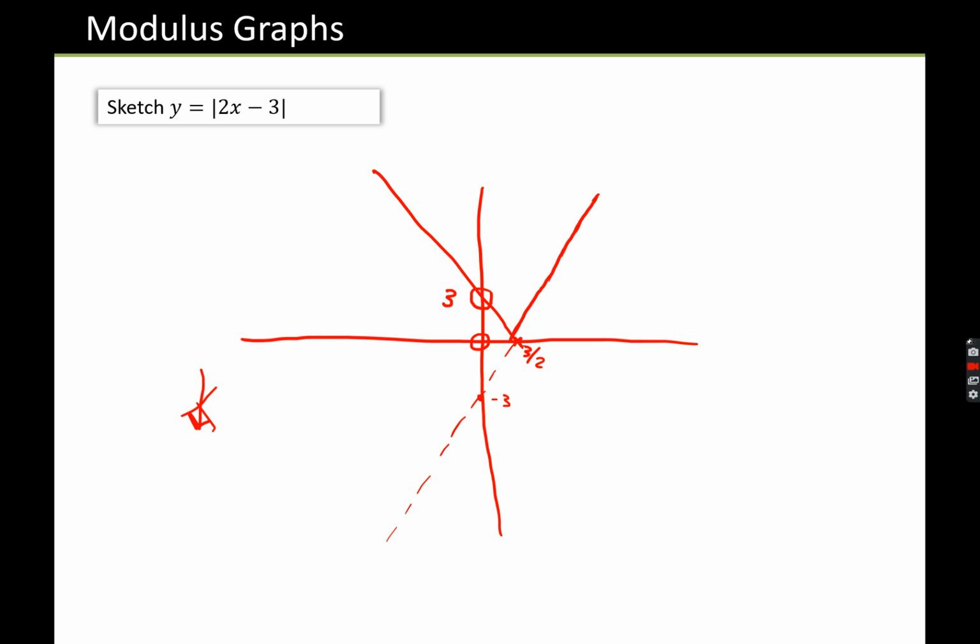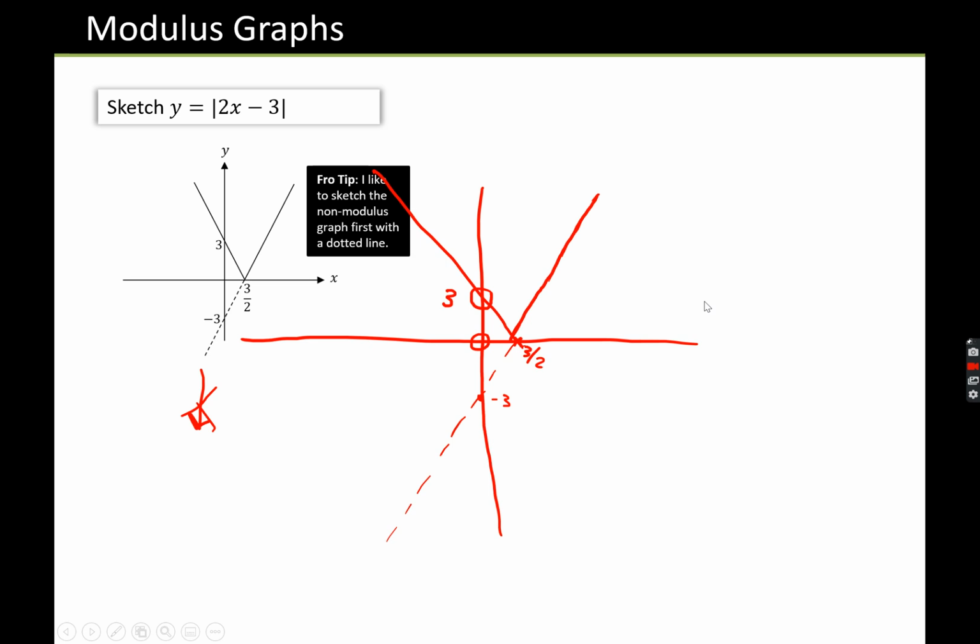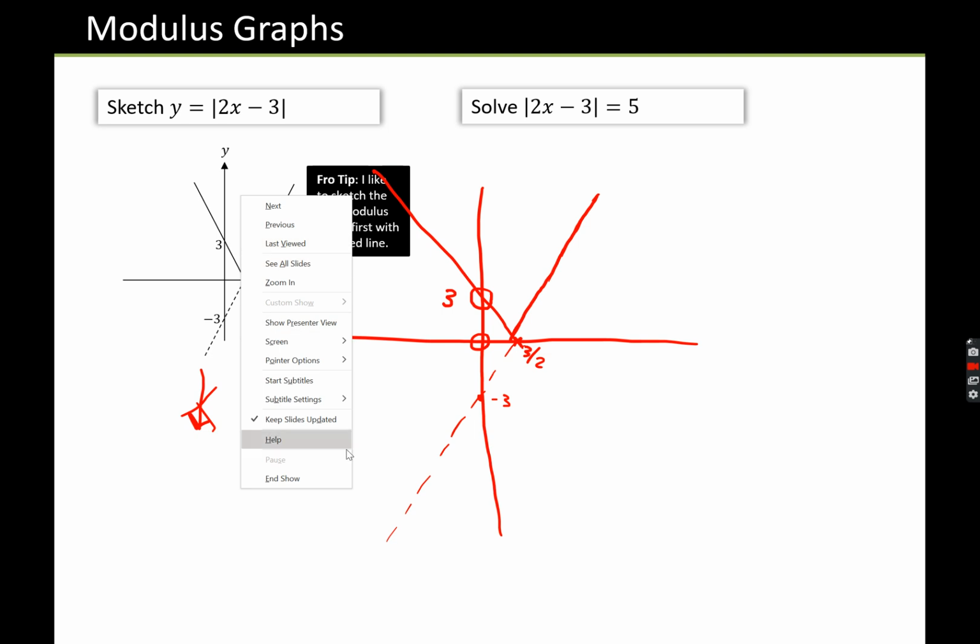So you sketch your original graph with a dashed line instead. Then anything that's below the axis you reflect up. You have to remember to label all intersection points. The same as you always do with any graph, make sure your intersection points are labelled, please. Okay, right. Let's have a look at the next one.